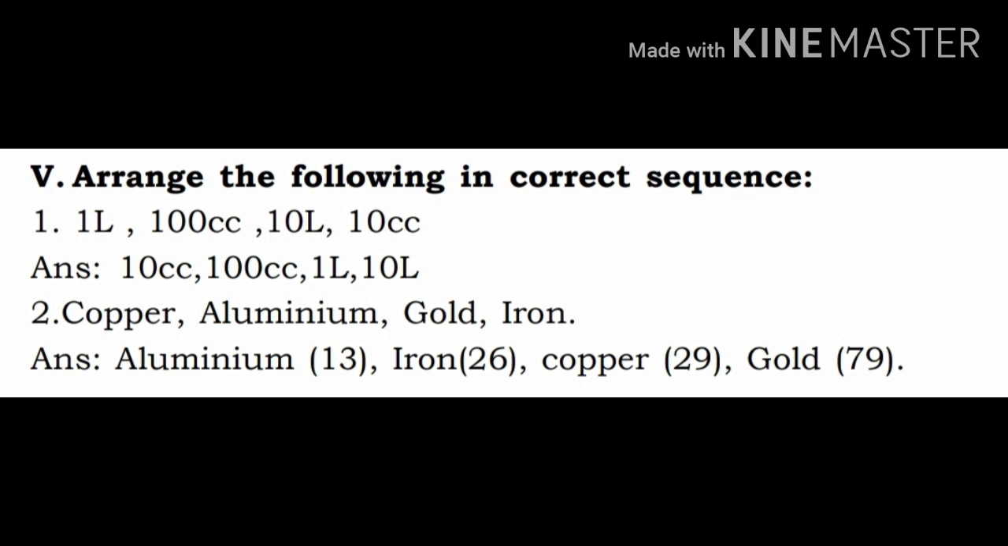Second one: copper, aluminium, gold, iron. All these are metals, so they are arranged according to their atomic number. First, aluminium, which has atomic number 13, then iron, atomic number 26, copper, atomic number 29, gold, atomic number 79. So the order is aluminium, iron, copper, gold.